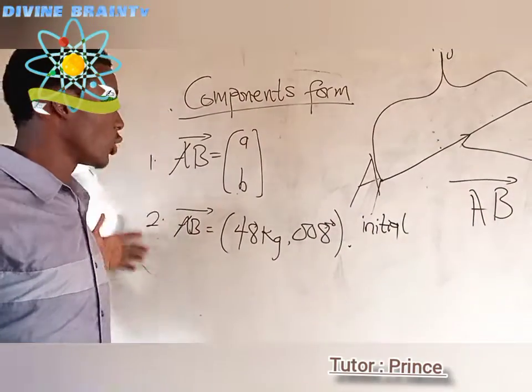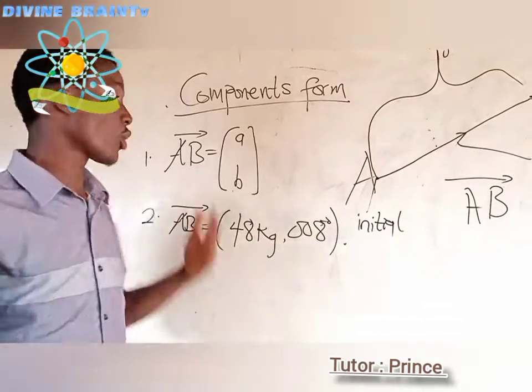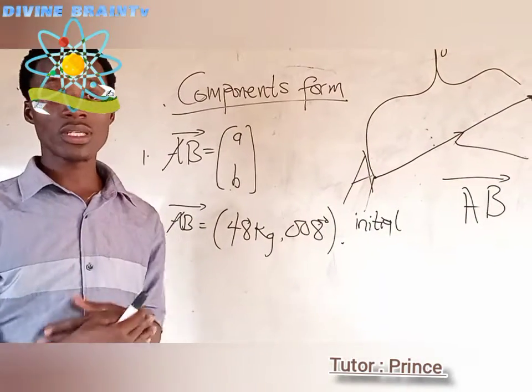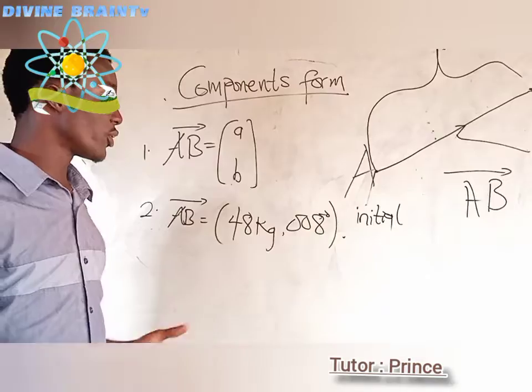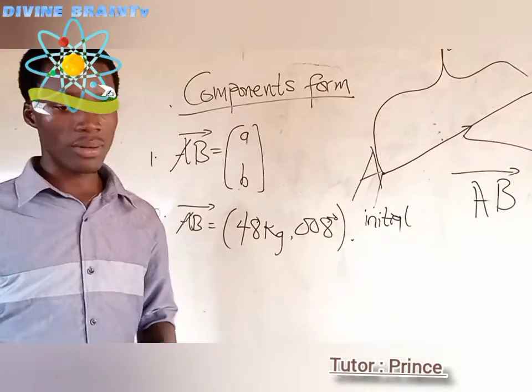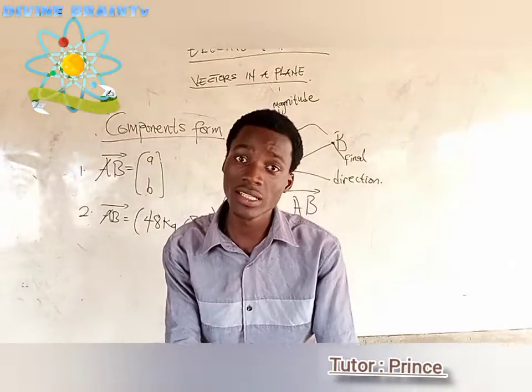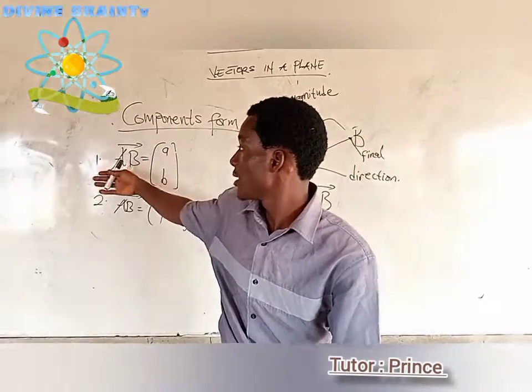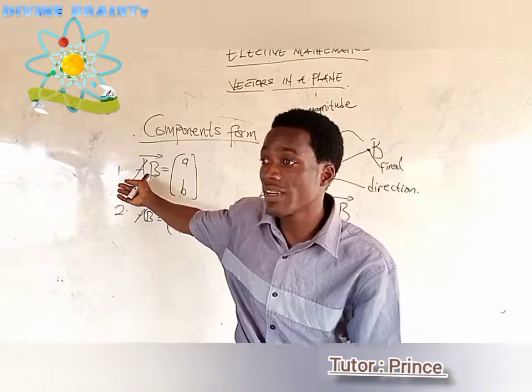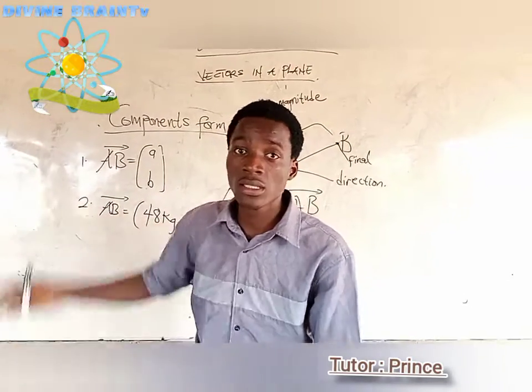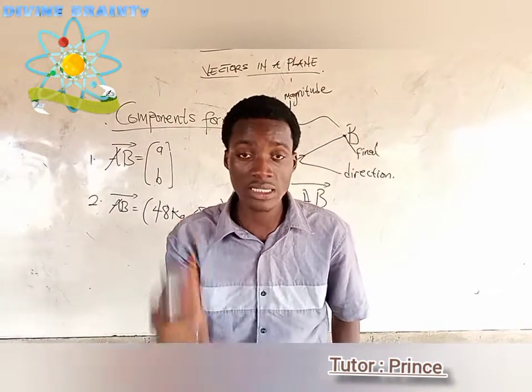So normally these are the two main ways of representing a vector, and that's what we're going to use in our various videos. So make sure you continue to follow and learn important things. All right, so that is the component form. This is the column or component form of representing a vector, and this is the magnitude and bearing form of representing a vector.